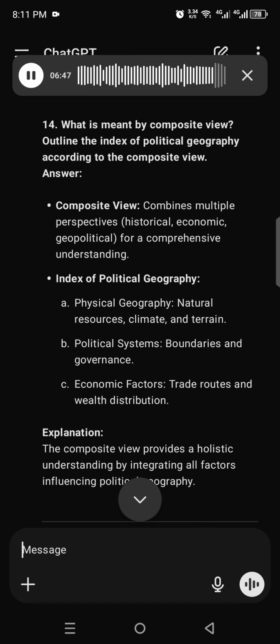14. What is meant by composite view? Outline the index of political geography according to the composite view.